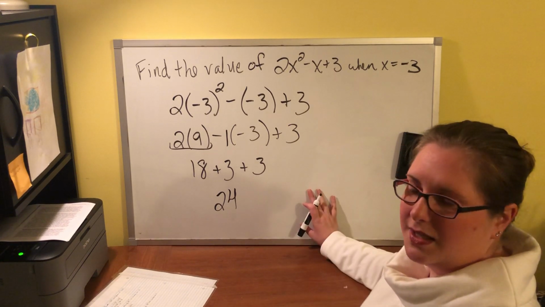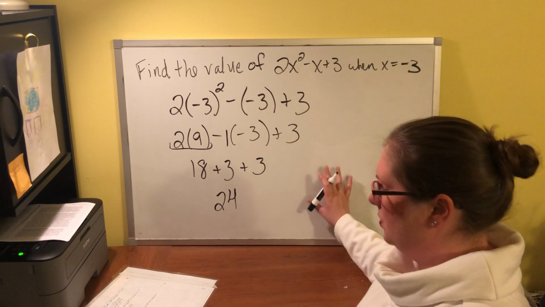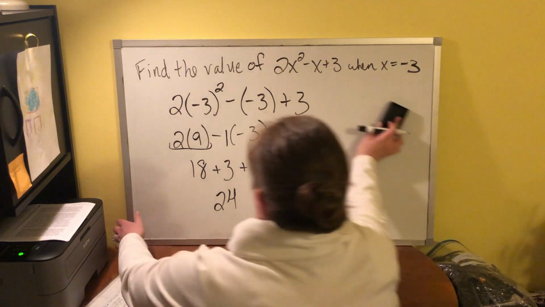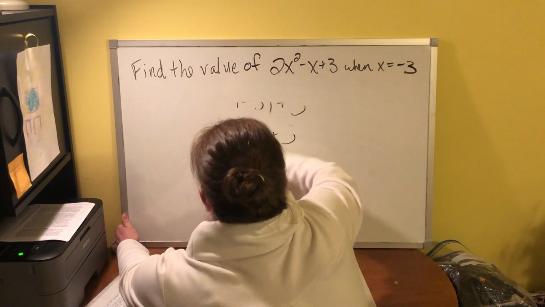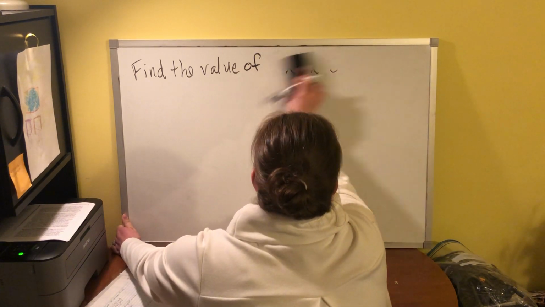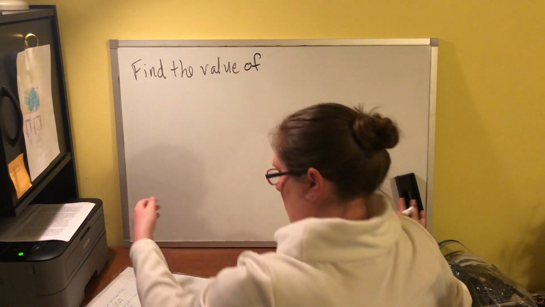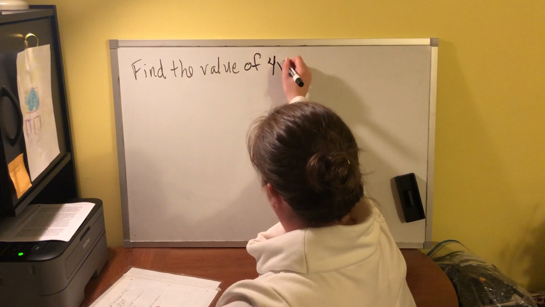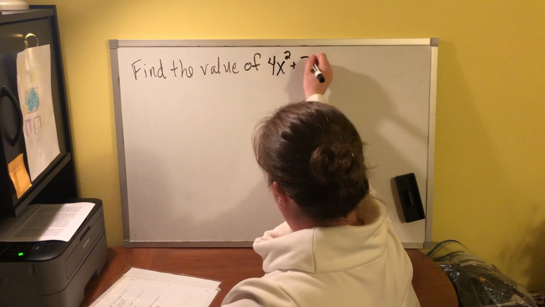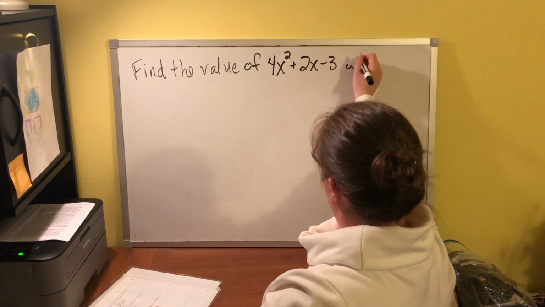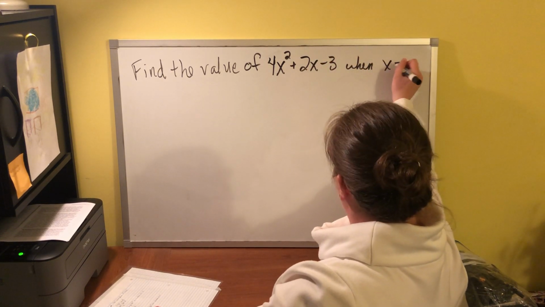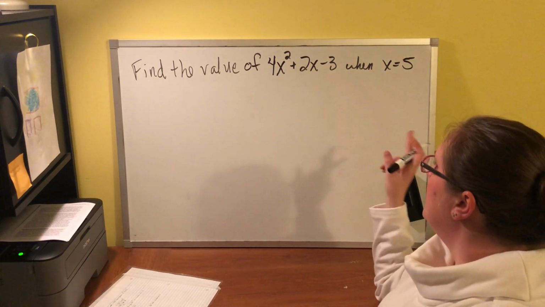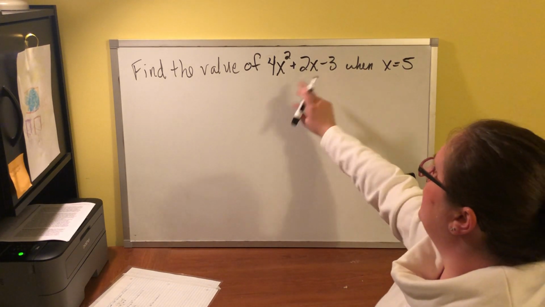Okay, so this is the last thing in this section. Nothing too new, right? You've dealt with this before. Okay, let's just do one more example so you have it. And believe it or not, that's the end of this section. It was a shorter section. So we're going to find the value of 4x squared plus 2x minus 3 when x is a positive 5, okay? So we're going to substitute this 5 in for the x's.